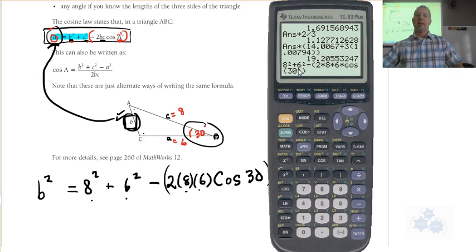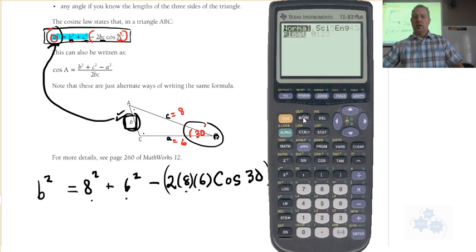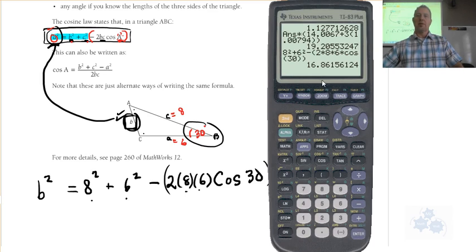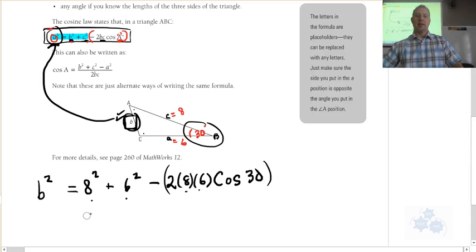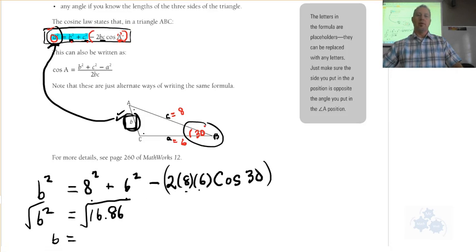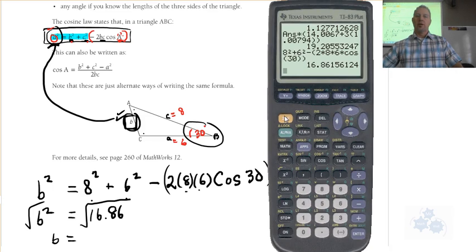Okay? So I'm evaluating this right side, and you can do this all at one time if you wish. Just want to make sure I'm on degrees here. Yep, I'm on degrees, so let's find the answer to that. 16.86. Okay, so on this side I've got 16.86. That equals b squared. So in order to get b all by itself, I have to take the square root of both sides. So the square root of that answer is 4.1.